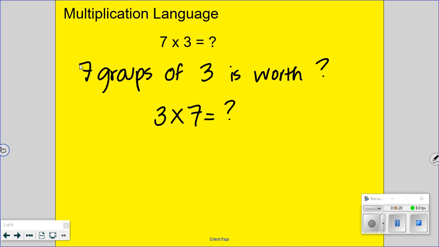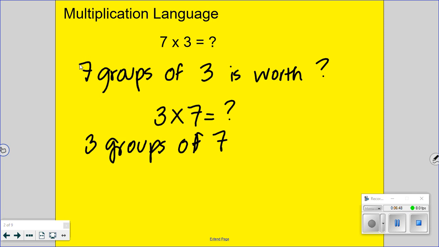It gets me the same number. I still have 21 cookies or whatever it is that I'm doling out. But it's not the exact same. You read it as 3 groups of 7. That is different than 7 groups of 3. That'll look different. That'll feel different.